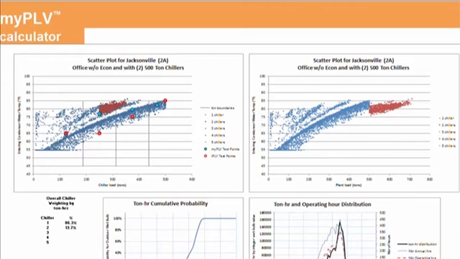The red circles show you the static IPLV points, while the blue circles show you the calculated MyPLV points. You can easily see the 50% load bin has the largest deviation between IPLV and MyPLV. Remember, this bin is given a 42% weighting in the IPLV calculation. This graph also shows you why we use 94% as the highest load bin. This bin consists of loads between 100% and 87.5%. 94% is simply the midpoint.